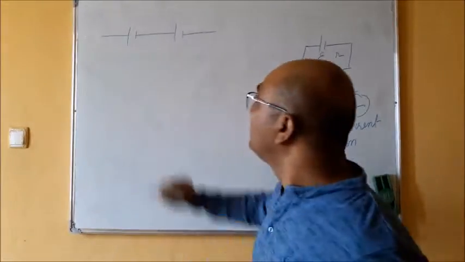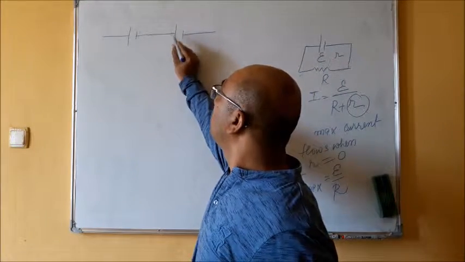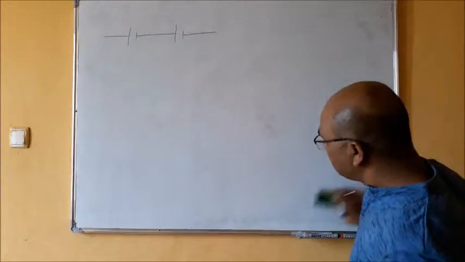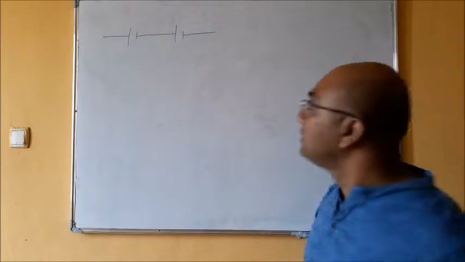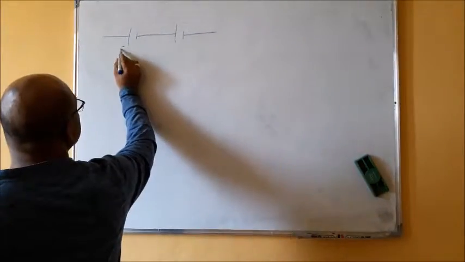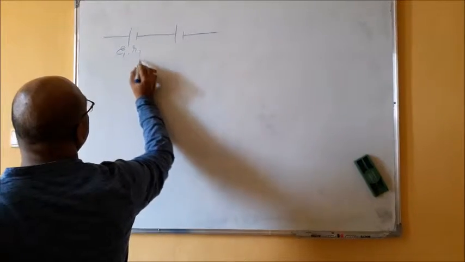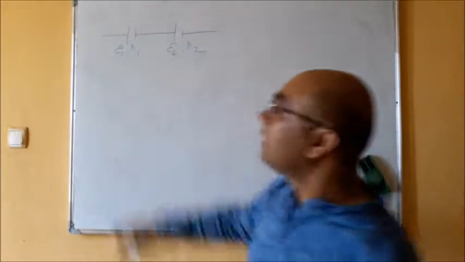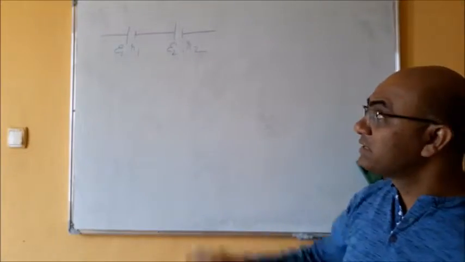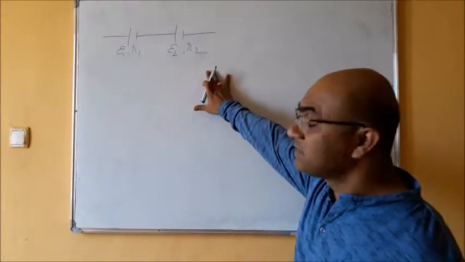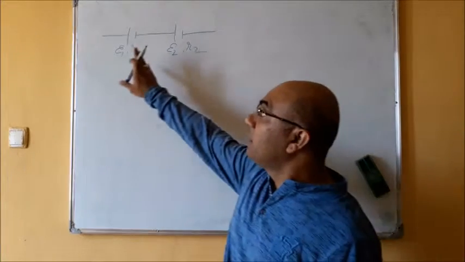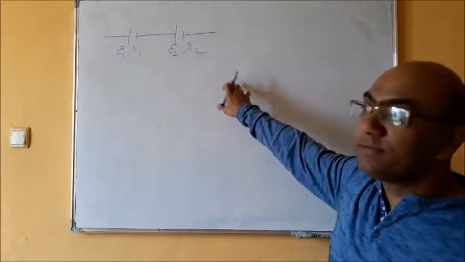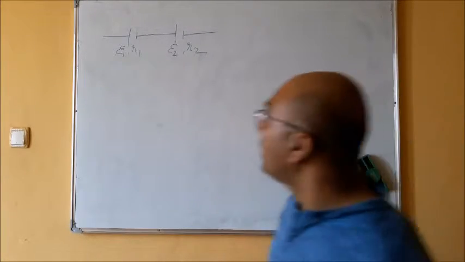First, let us see for two cells. Let us start with two cells. These two cells have values like this. Cell 1 has internal resistance R1, the second has internal resistance R2. The EMF of the first cell is E1, the EMF of the second cell is E2.